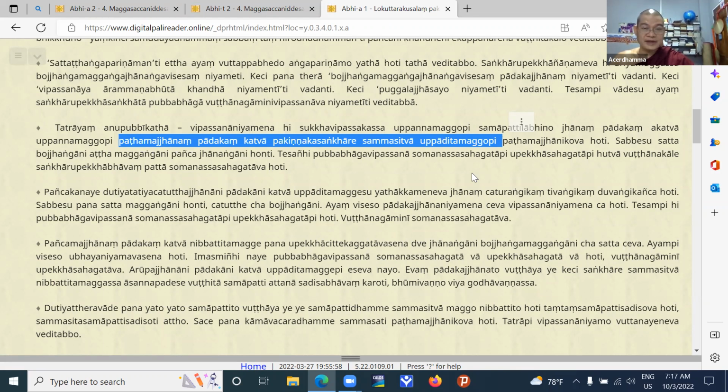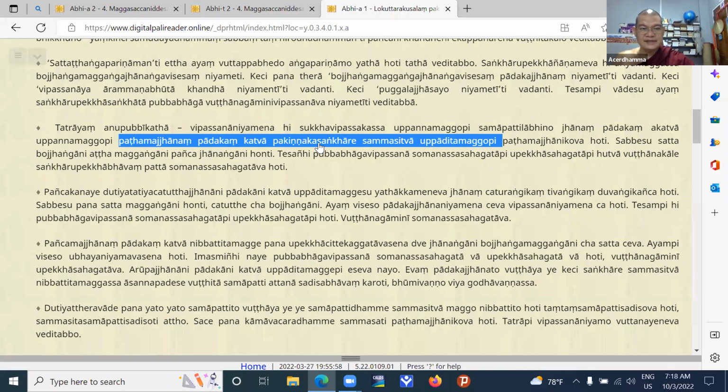Paṭṭhama jhana padaka katva: take the first jhana as base. Pakinaka sankhare samasidwa. Pakinaka sankhare, the miscellaneous formations. Samasidwa, he contemplates all the miscellaneous formations except the first jhana.